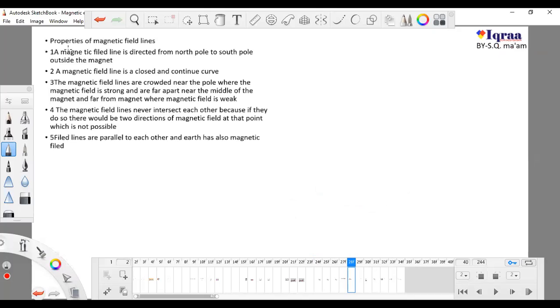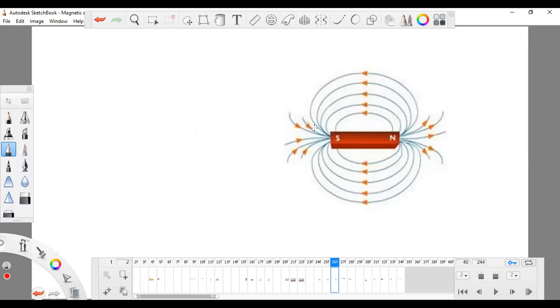These are some features of magnetic field lines. The first feature is that magnetic field lines are directed from north pole to south pole outside the magnet. What we studied in the first point is that there are so many magnetic field lines. We can take a small circle or a large circle by changing the points of the compass, and here we can see this is also a field line.